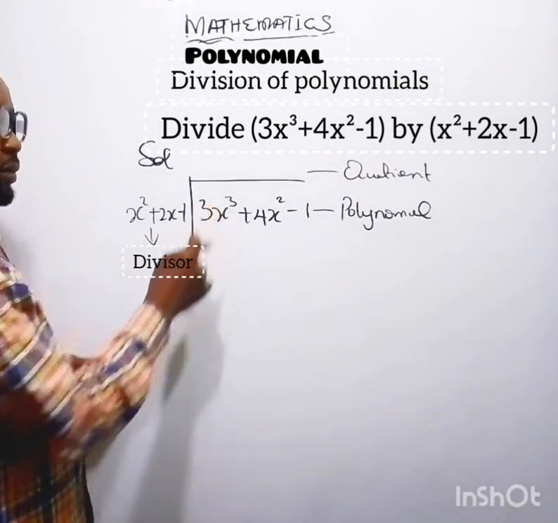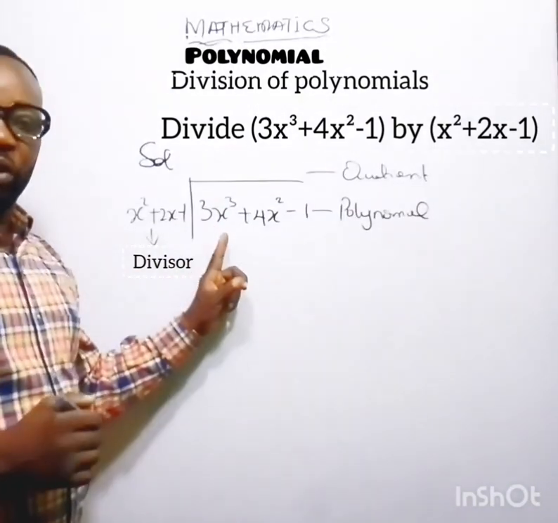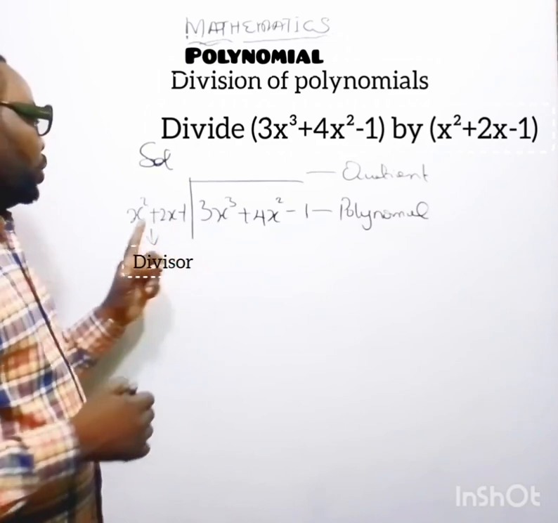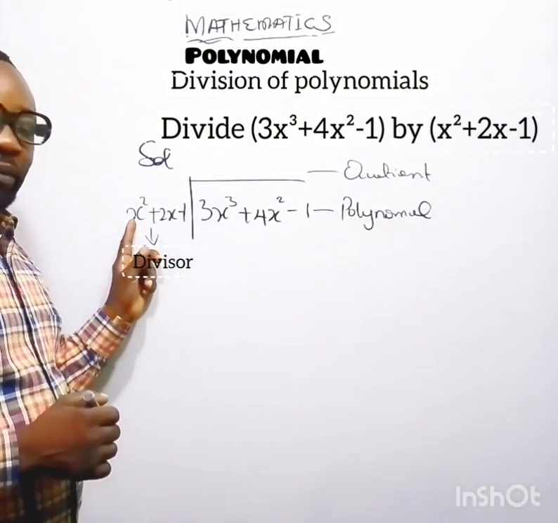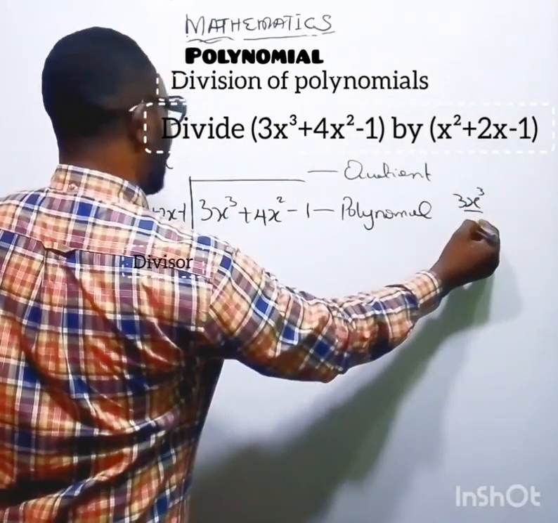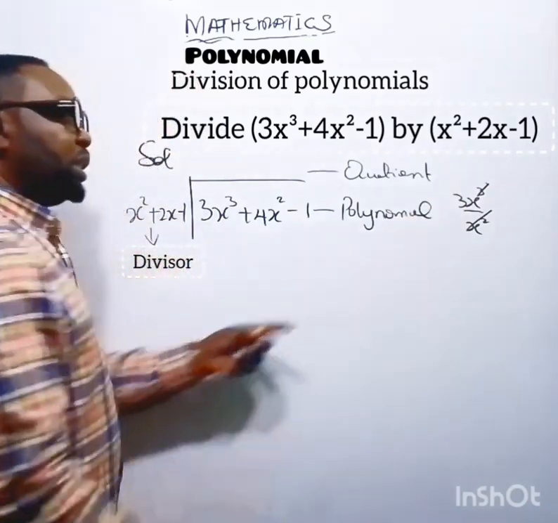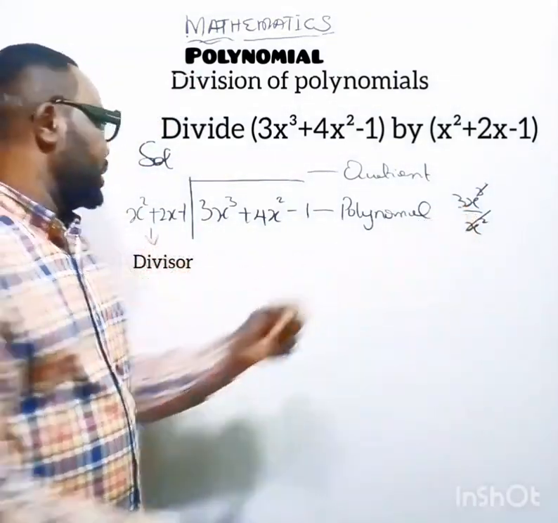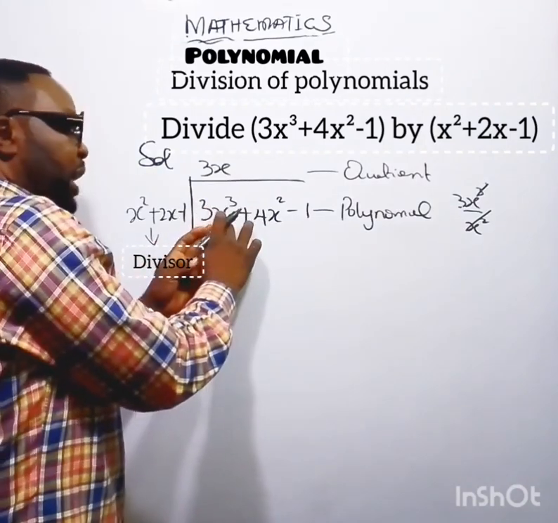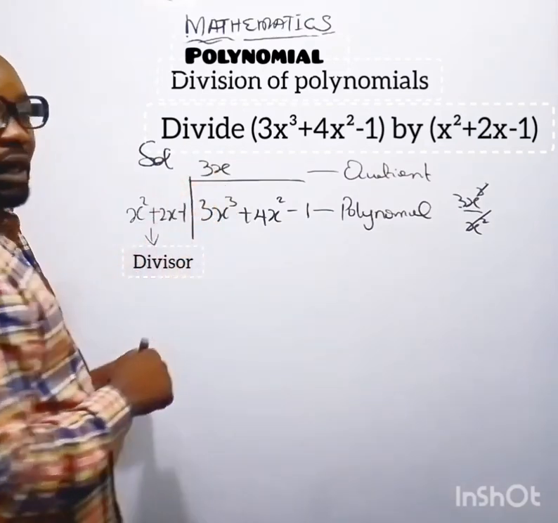Now, in this case, the first thing you do is look at the first term given to us here, which is 3x raised to the power of 3. You divide it by the first term of the divisor. That is 3x cubed over x squared. If you divide this, what is remaining for us here is 3x. You write it here, 3x. You can see I divided the first term here by the first term here, so I have 3x as the answer.